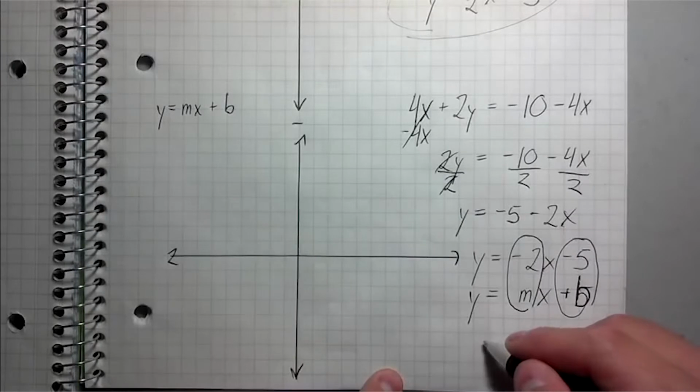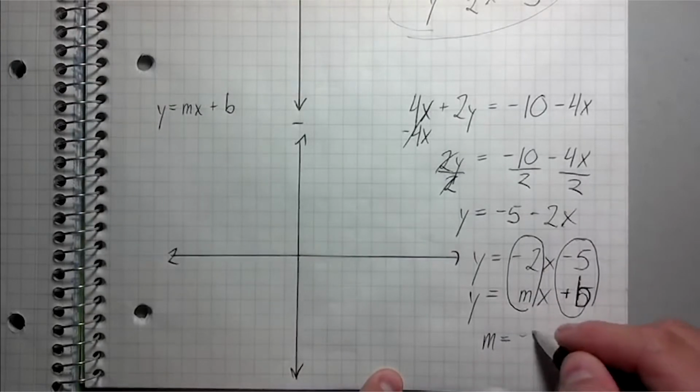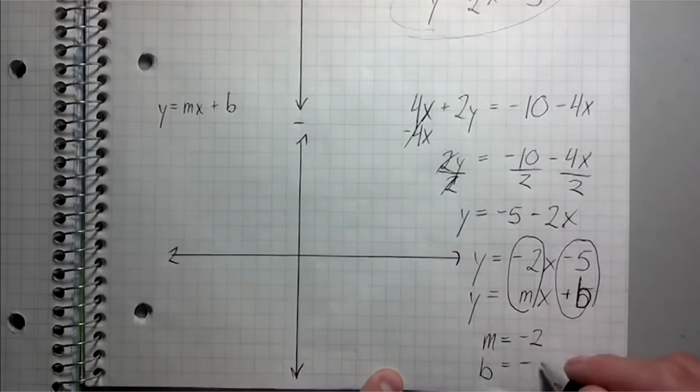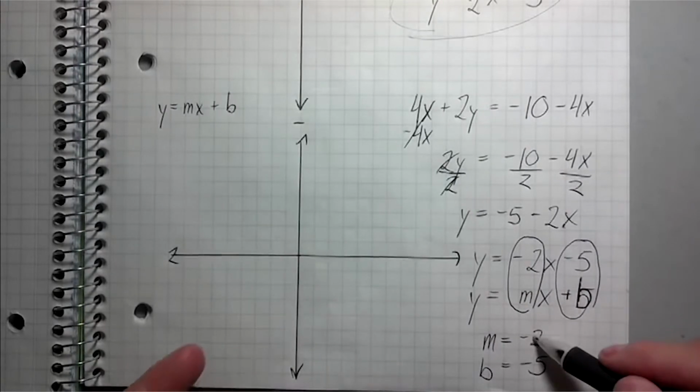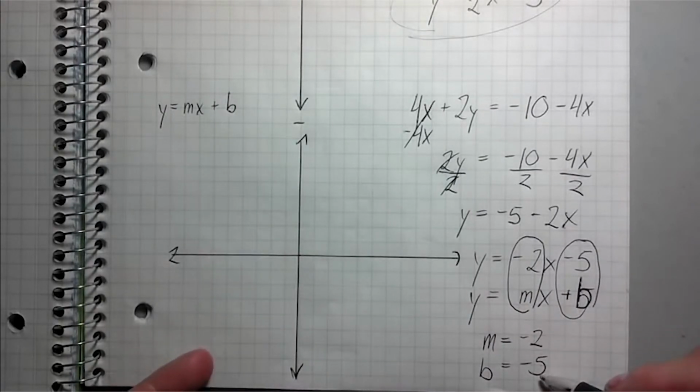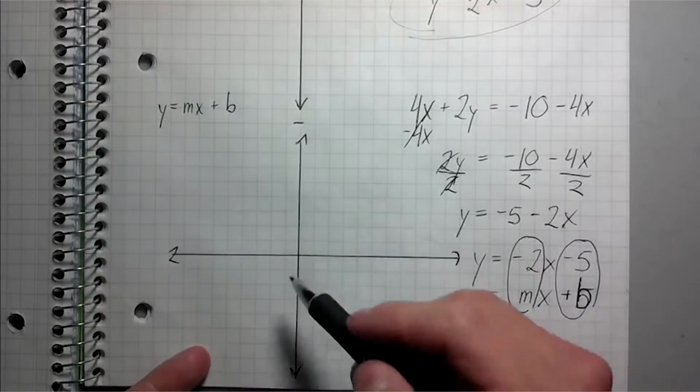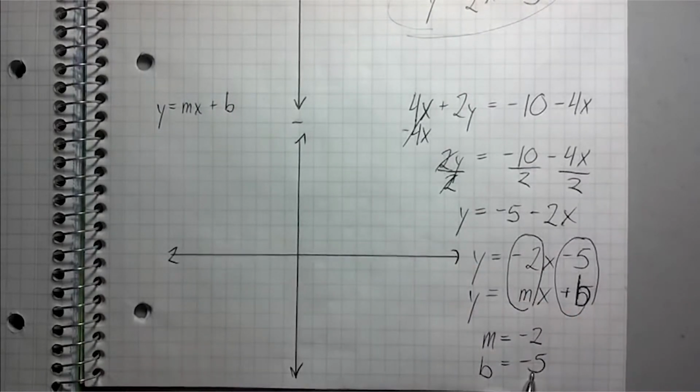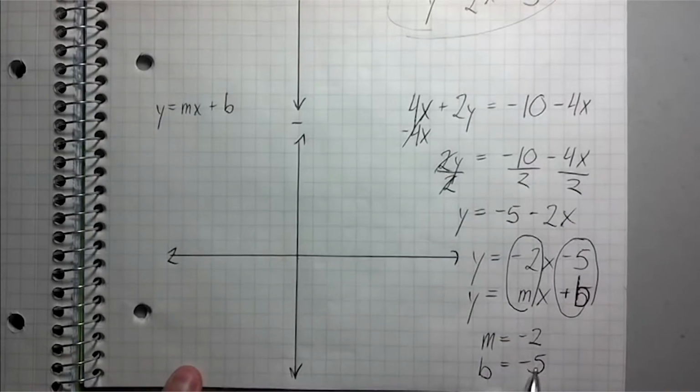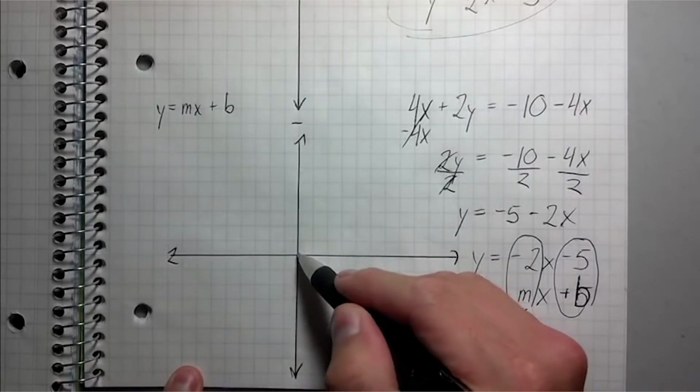So if I were to write this out, m equals -2, b equals -5. So the slope is -2, and the y-intercept is -5. Recall, the first thing I'm going to do is take my pen and put it on the y-intercept. So b equals -5. So I'm going to start at the origin.